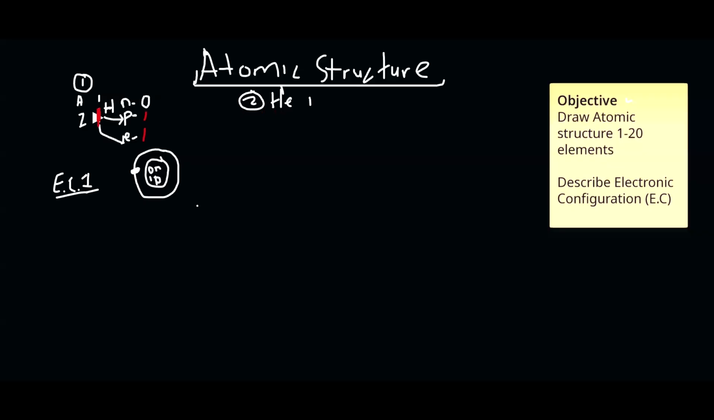How much N do we have in the structure of helium? Remember the mass number is 4 and the atomic number is 2. So how much N would be in the structure now? 2.